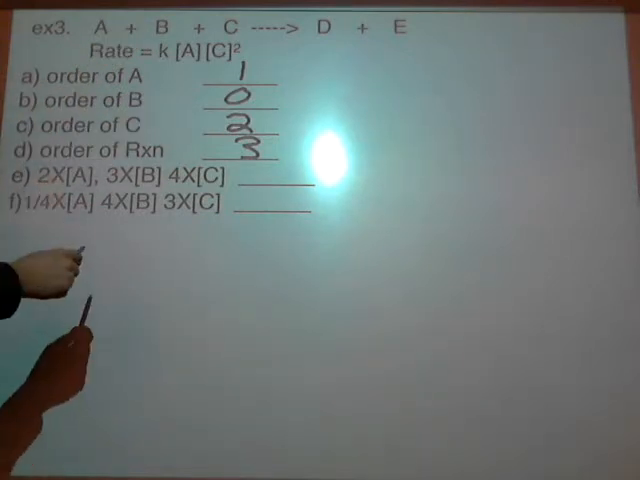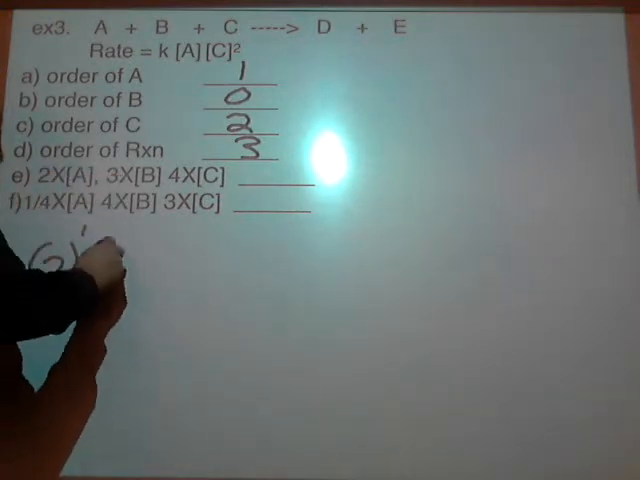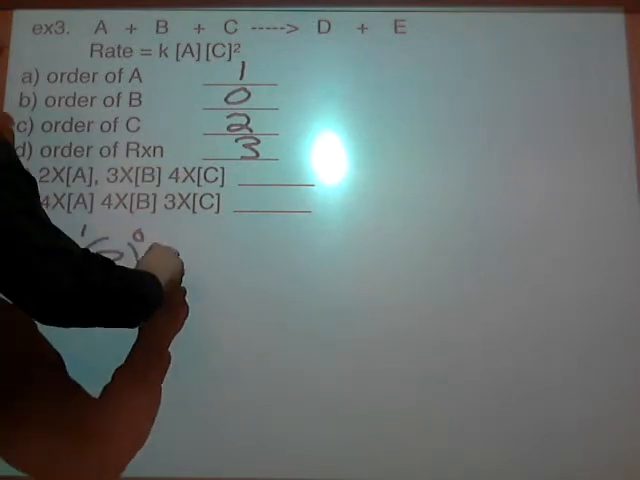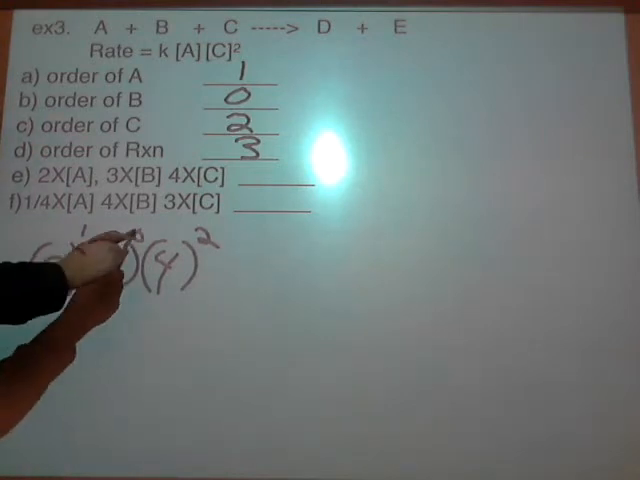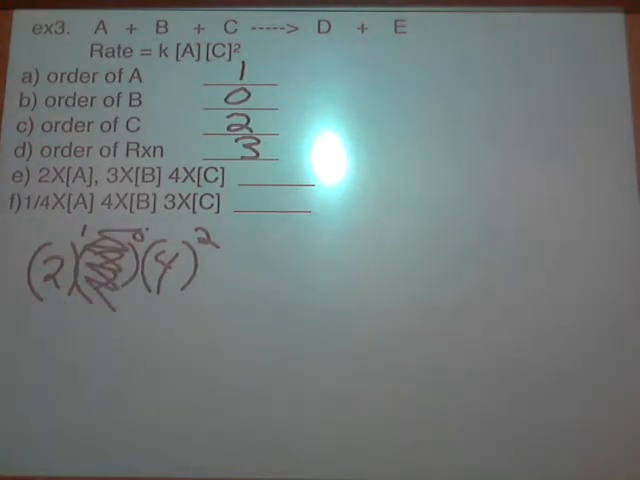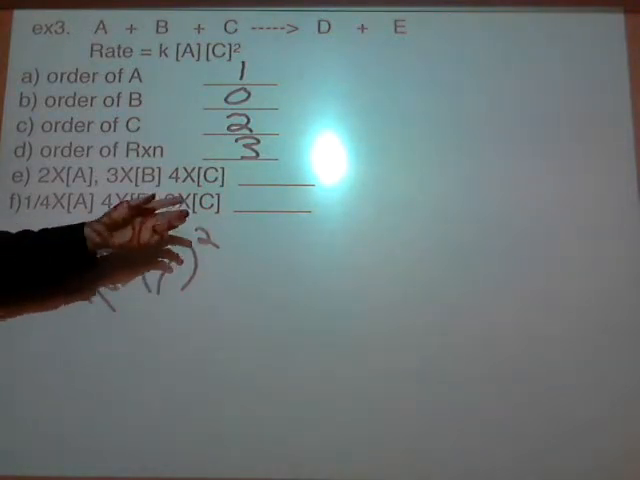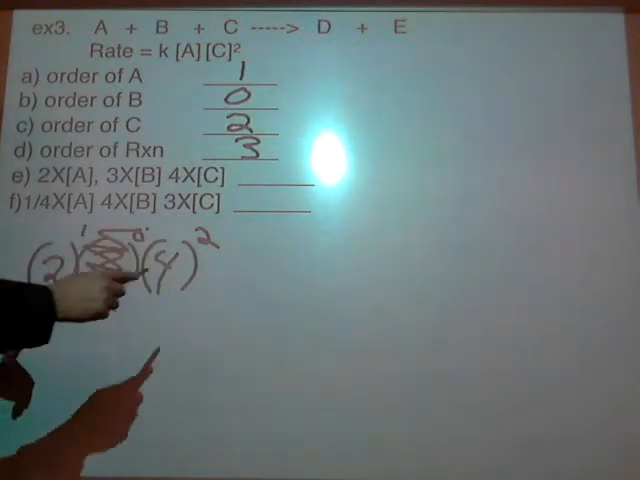Now let's apply these changes to that rate law expression. I doubled A. So that's 2 raised to what power? 1. I tripled B. That's 3 raised to what power? 0. I quadruple C. That's 4 raised to what power? 2. So I could obviously ignore that one in the middle, right? Because he's raised to the 0 power. He's going to be a 1. 2 raised to the first power, 4 squared. What do I get? 4 squared is not 8. What is 4 squared? 16. 16 times 2 is? 32.